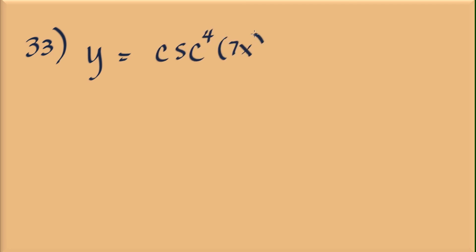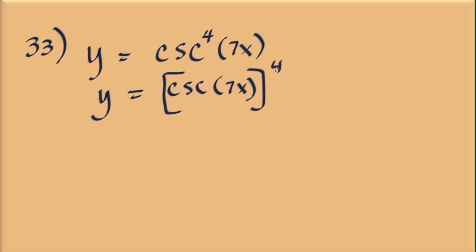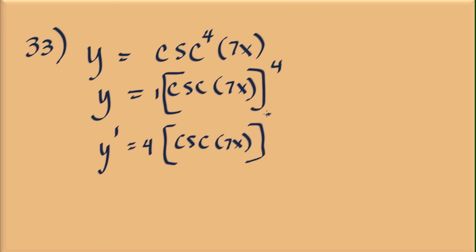Okay, let me show you number 33, our last example for this second part of the chain rule series. Say we have cosecant to the fourth of 7x. So again, rewrite this as cosecant 7x and everything raised to the fourth power. So what we do is use the chain rule. So 4 times 1 is 4. Copy that same base. Now raise to the third. And then multiply it by the derivative of the cosecant 7x.